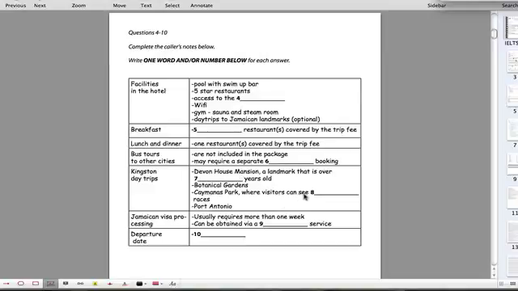Kingston day trips. Cayman Park, we can see certain kinds of races. So let's listen to what kind of race that is. Jamaican visa processing usually requires more than a week, can be obtained via a. So what can be obtained? The visa, now listen and answer questions 4 to 10. Okay, and date, that's easy enough.